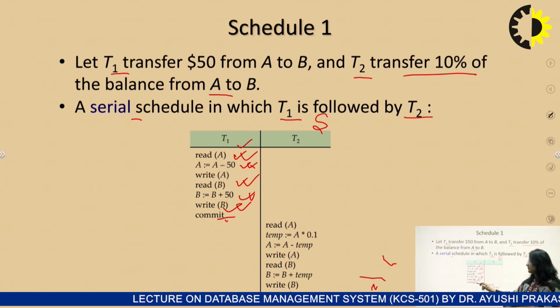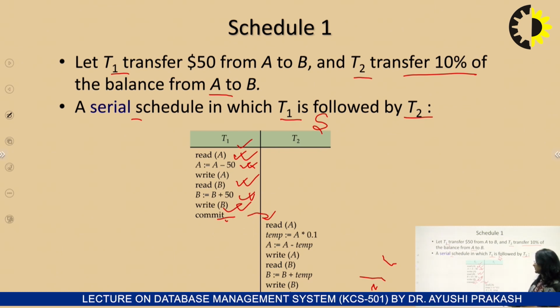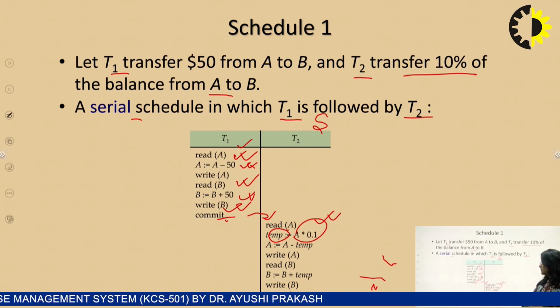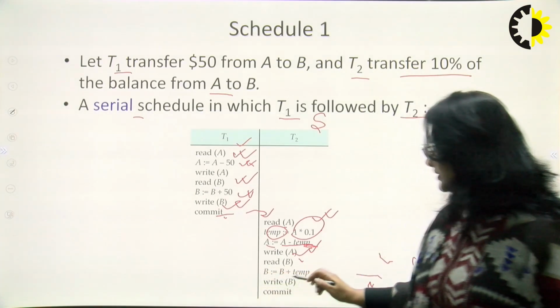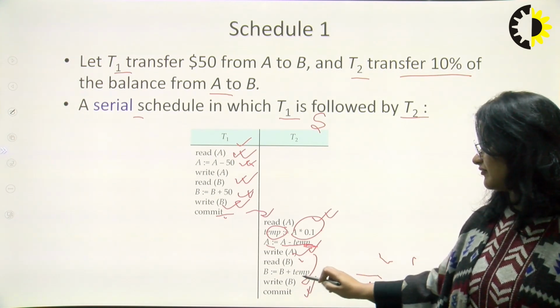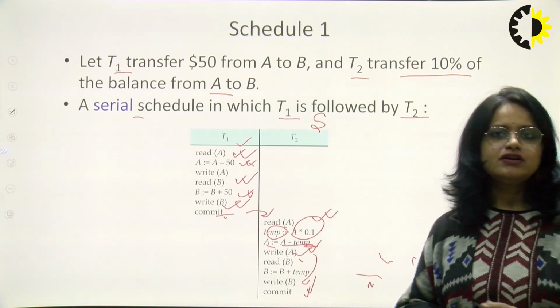Now, when it is committed, T2 starts from reading the A value, and then we create a buffer, a local temp value, in which we say 10% of A. So A is equal to A minus temp, where temp holds 10% of A. We deduct the temp value from A, and the updated value is written to A. Then we commit the value after adding this temp value to B. So this is what we call a serial schedule.